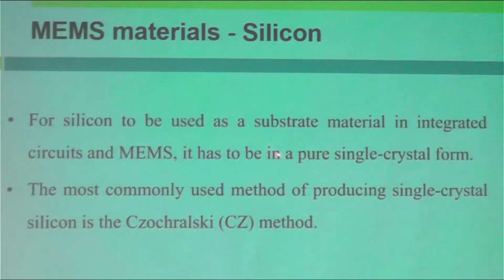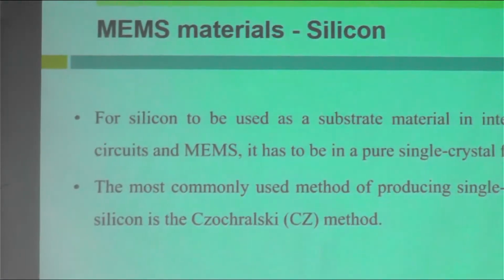For silicon to be used as a substrate material in integrated circuits (IC) and MEMS, it has to be in a pure single crystal form. So that's why, to a certain extent, even though silica, the sand, is cheap, making it into silicon becomes a little bit more expensive, because you want to control the purity and the single crystal growth of the silicon. Normally silicon is grown from a seed to make it a single crystal, so that it is pure and you can control the properties accordingly.